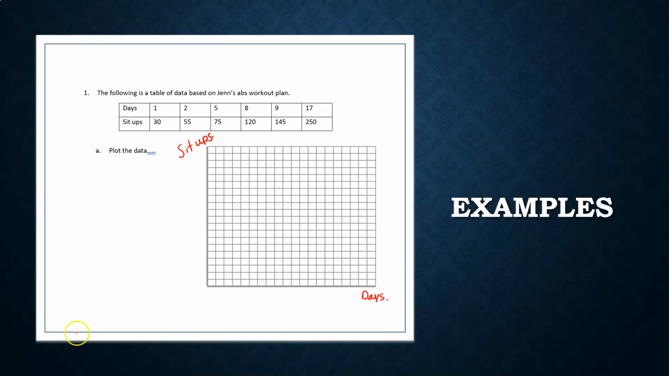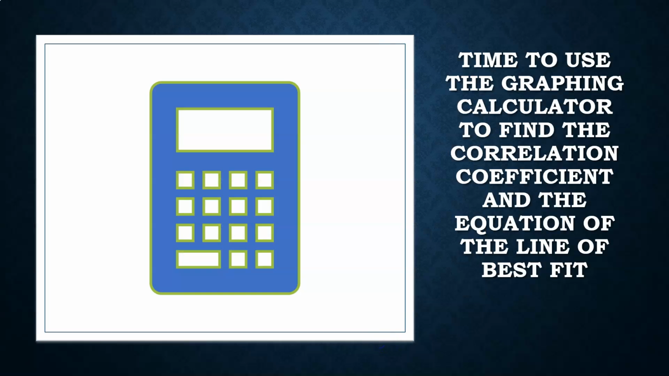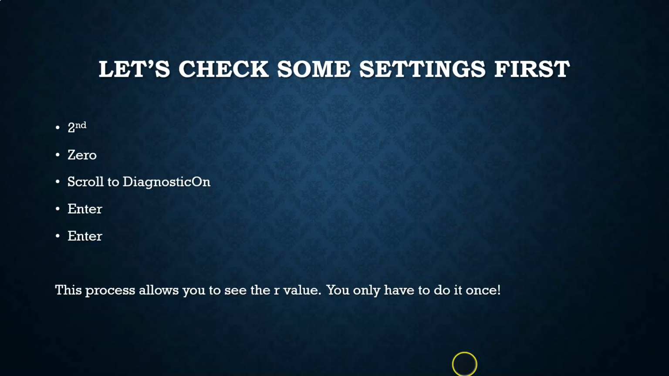Okay, once you do that, your data should look like this. That should be what your data looks like. So we can see with our eyeballs that there is a correlation, but we can actually find out how strong the correlation is by using our graphing calculator. So let's go ahead and use our graphing calculator. We're going to find the correlation coefficient, which tells you how strong the correlation is, and we're actually going to find the equation of the line of best fit using our graphing calculator.